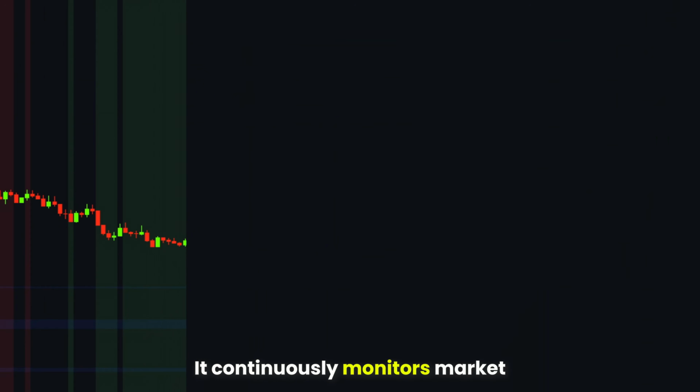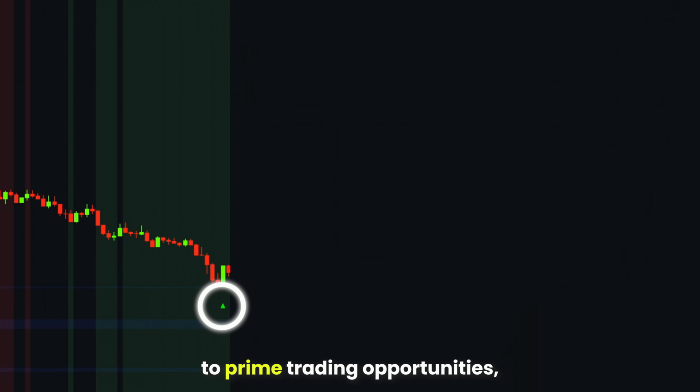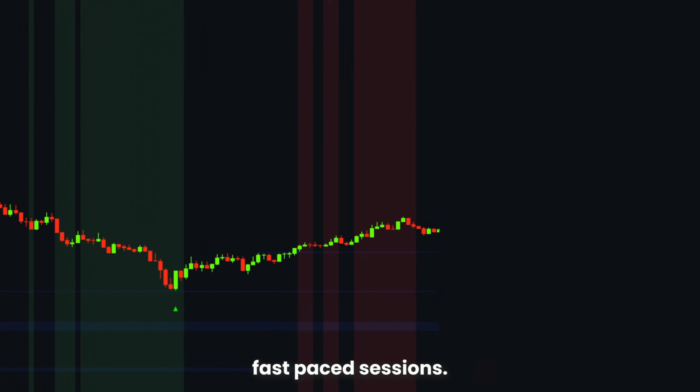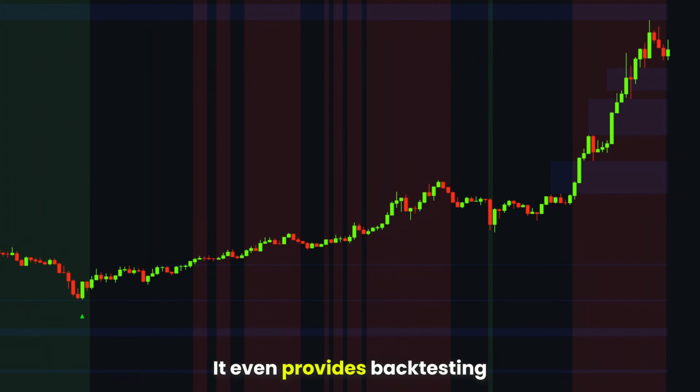It continuously monitors market conditions and alerts you to prime trading opportunities, even during fast-paced sessions. It even provides backtesting results so you can examine the strategy's profitability over time. Overall, an excellent tool to test out.